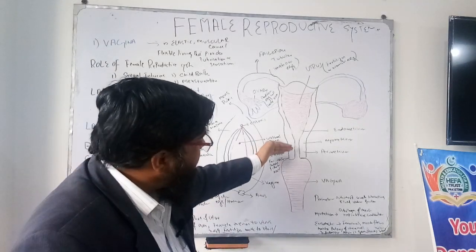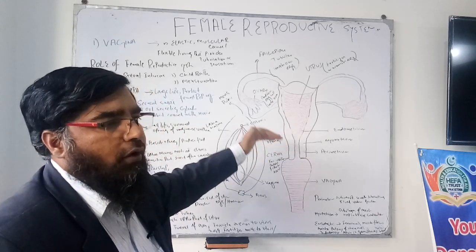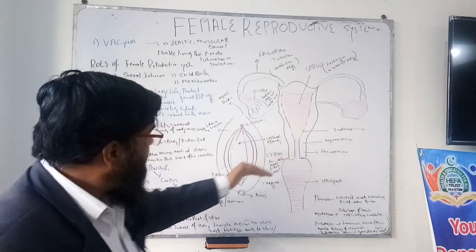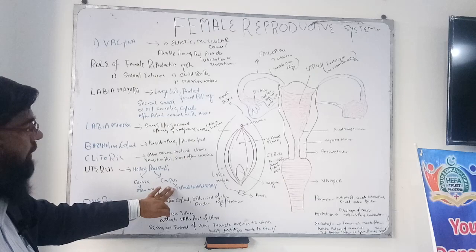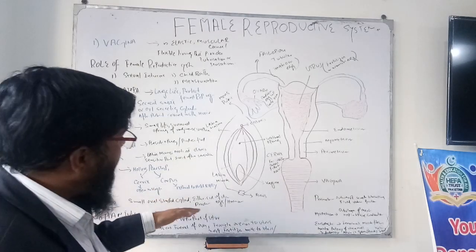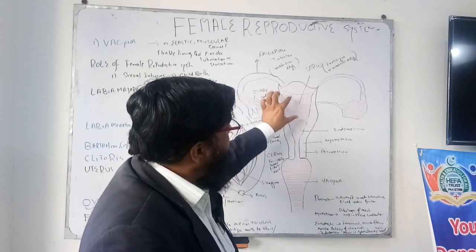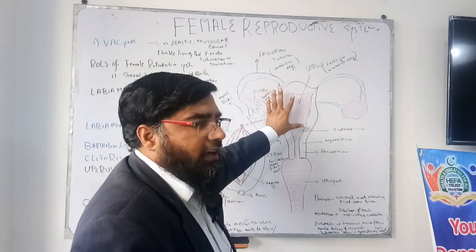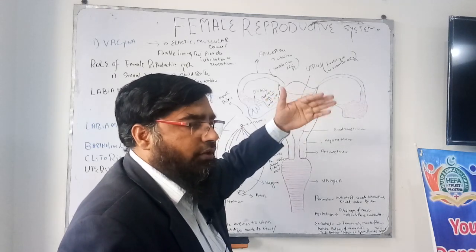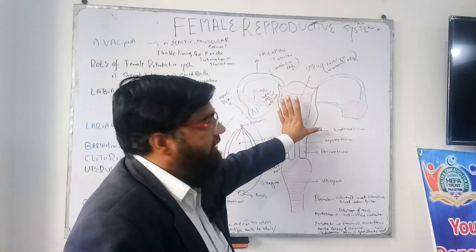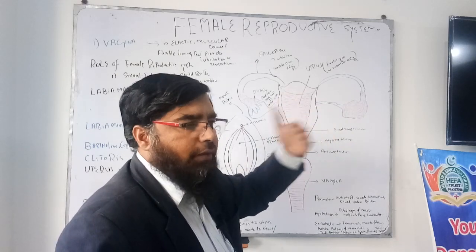What is the cervix? The cervix is basically the opening of the uterus. And what is the corpus? The corpus expands to hold the baby. This area is called the corpus, and when fertilization occurs, the baby grows and this expands, and the corpus helps to hold the baby.